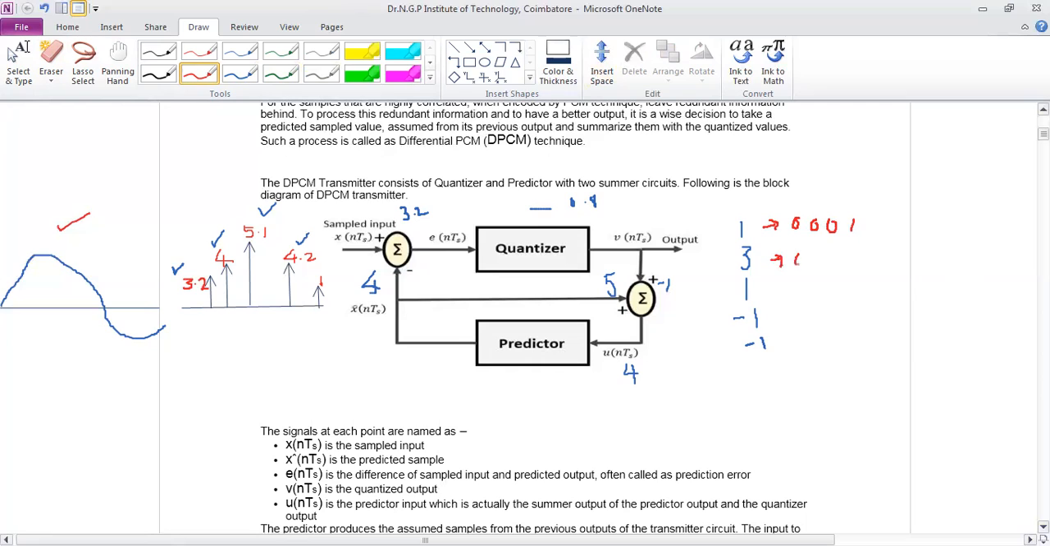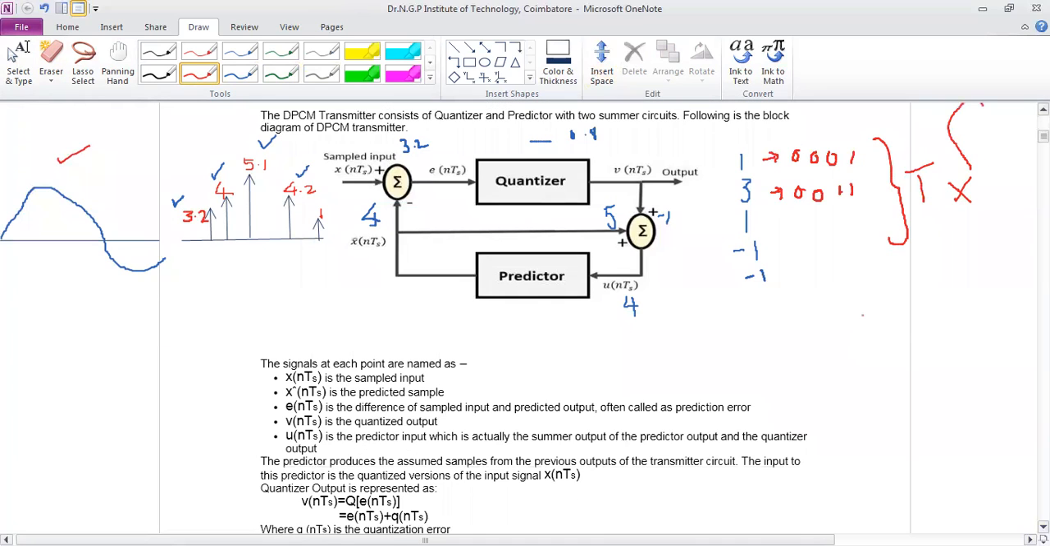Similarly for 3 you may get 0 0 1 1. Likewise, these are the bits we want to transmit. So this we have to transmit through air, and after that we have to receive it back in the receiver.